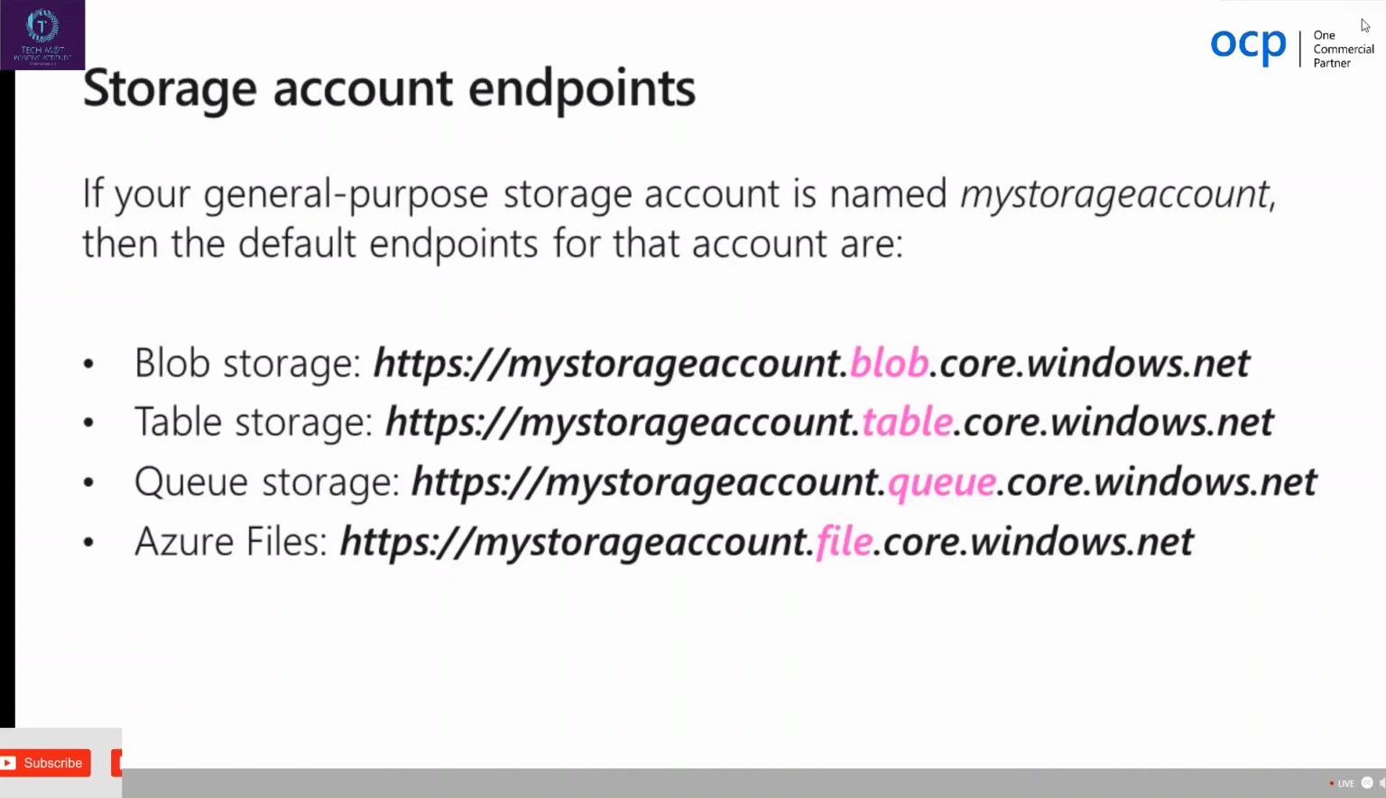And then my storage account, basically the name of the storage account that you call. In my case here, my storage account is called mystorageaccount. And then dot the name of the service. And the name of the service can be blob, table, queue, or file. Then .core.windows.net. So those are the endpoints for all the services.